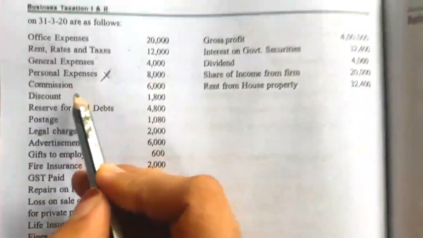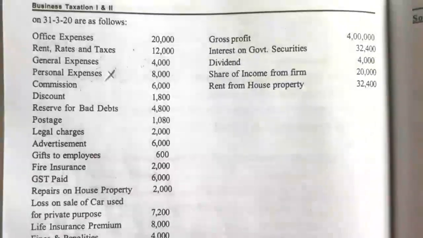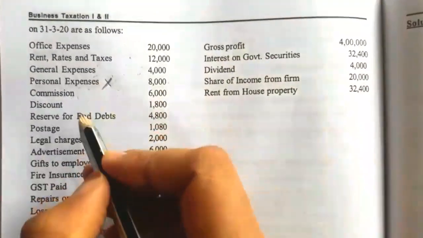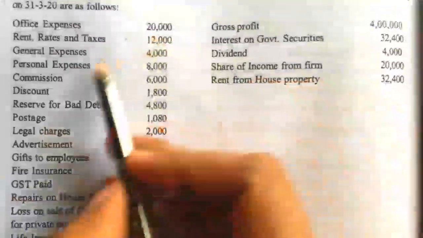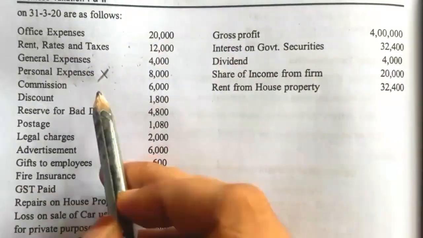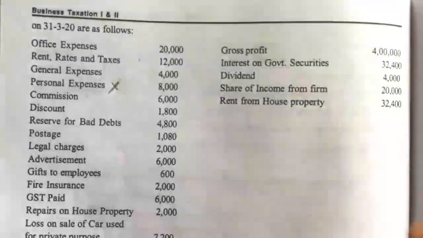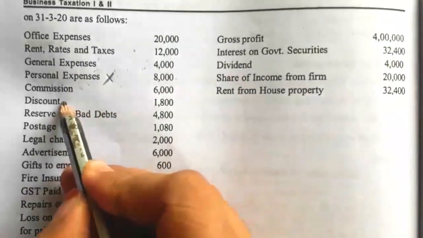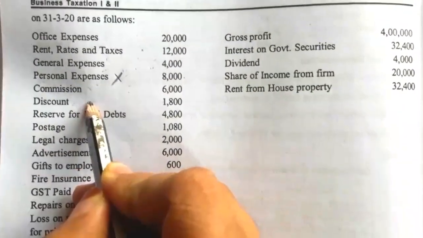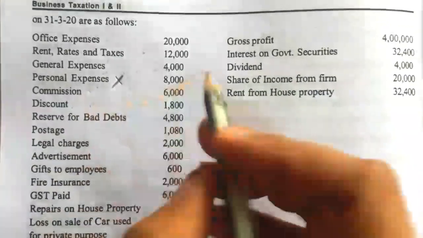Then commission paid is an allowed expense. In businesses they have to pay commissions for taking any orders. So commission is an allowed expense to the business. If it is allowed, then keep it as it is, don't do anything. If it is disallowed, then put a mark and we have to write it under disallowed expenses. Next, discount allowed is an allowed business expense, so it is relating to business expenses, so allowed.